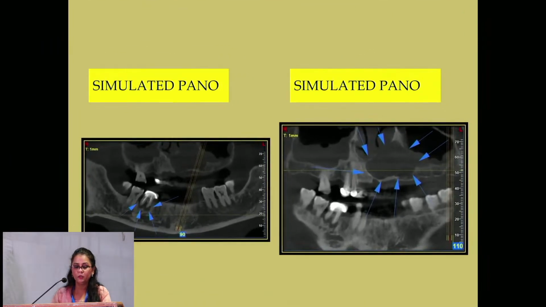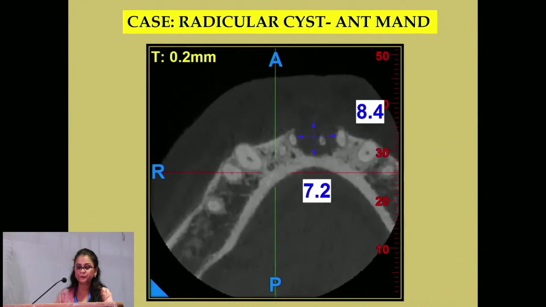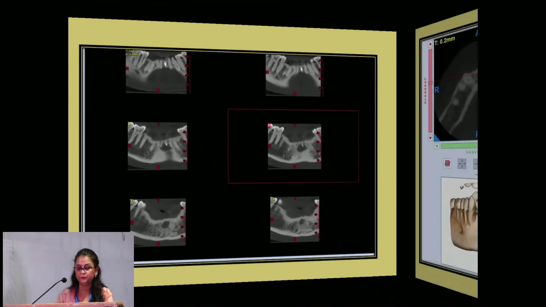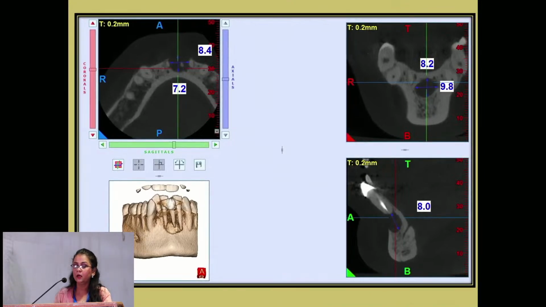This is how a simulated pano can also be generated by the CBCT machine, and a thin slice can be taken. A measurement can be done. You have the mesiodistal dimension and the buccolingual dimension, which can be measured on the axial section, the way we do it in the occlusal view. And then in the coronal view, you will do the superior-inferior measurements. So you're actually getting all 3 measurements in this 3D modality.